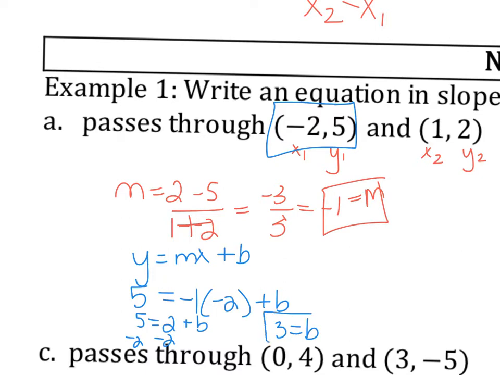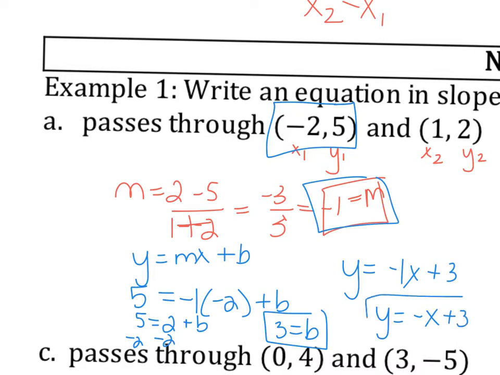So I have my b, I have my m, and so I'm going to plug that in. y equals mx plus b. Since that's a negative 1x, we could just write it as y equals negative x plus 3, and that would be our answer there.